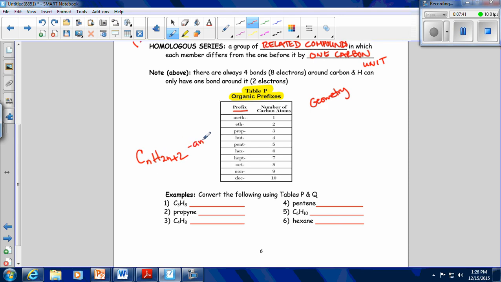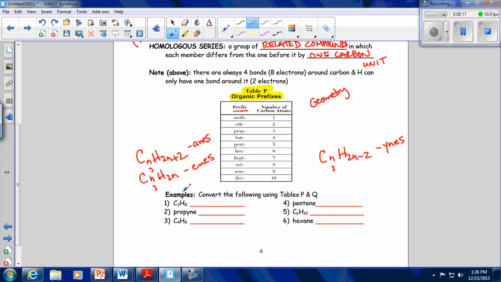CnH2n is for the alkenes. And the last one, CnH2n-2, is for the alkynes. We need to figure out which of these formulas is going to work best for number 1. We have C3H8. So if you were to plug in 3 for each of these, which one would produce 8 hydrogens? It's going to be the first one.